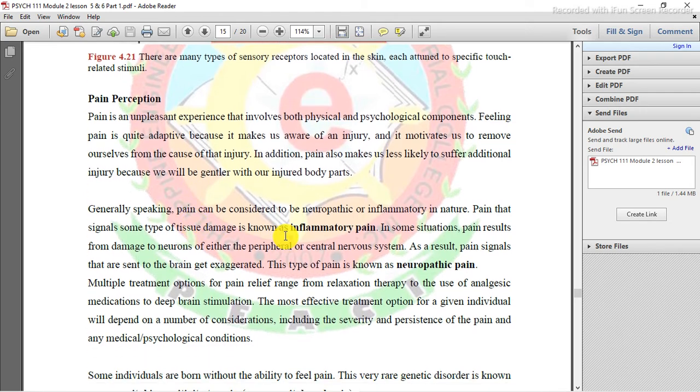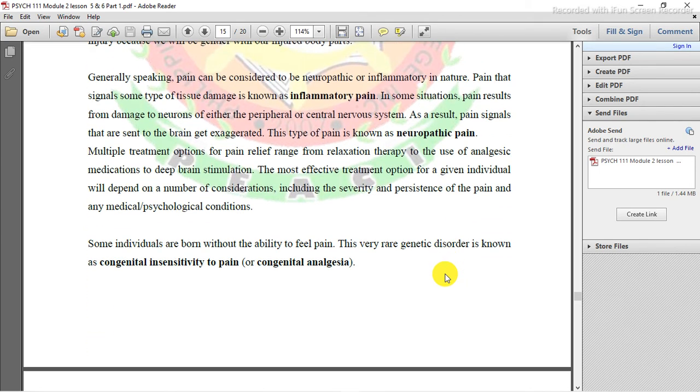In addition, pain also makes us less likely to suffer additional injury because we will be gentler with our injured body parts. So, meron tayong tinatawag dito, no, pain that signals some types of tissue damage known as inflammatory pain. Okay? And in some situations, pain results from damage of neurons and other peripheral nervous systems. No, iba yung nangyayari sa brain talaga. As a result, pain signals that are sent to the brain get exaggerated. This type of pain is known as neuropathic, no, yung exaggerated pain. Okay, and of course, we have here, some individuals are born without the ability to feel pain. Wow, manhid. This is a rare genetic disorder known as congenital insensitivity to pain or congenital analgesia.